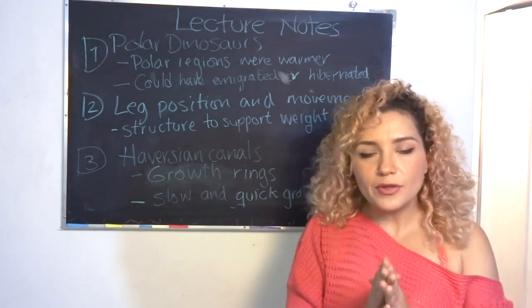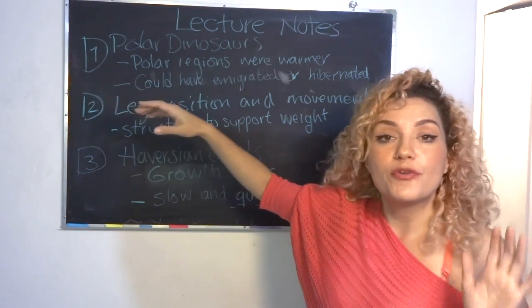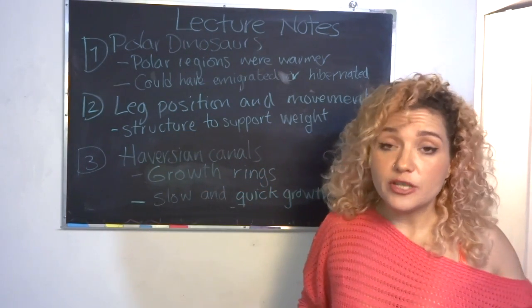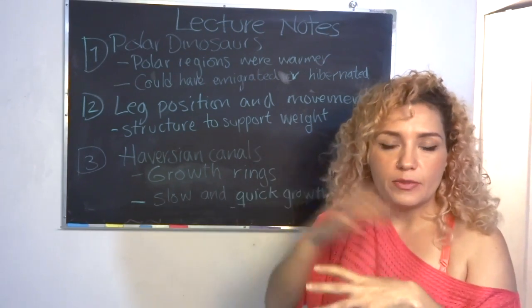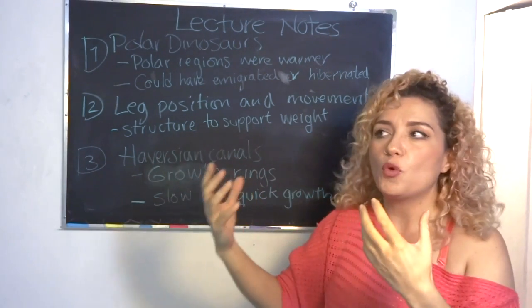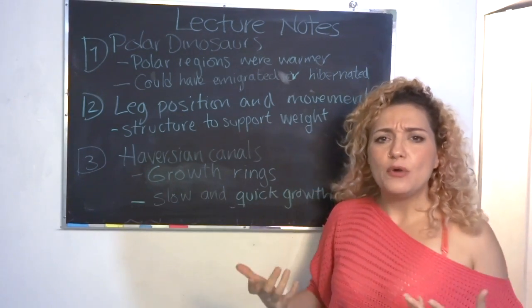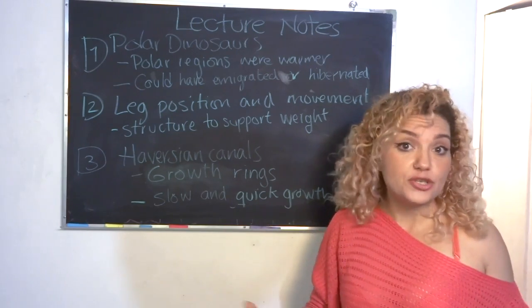So, from the lecture, we could get these three essential points. Our first point refers again to the polar dinosaurs that were described also in the first place in the reading article. So, like I said in the past video, these two points will have opposite points of view. And they're going to cast doubt or are simply going to contradict what the first source of information was about.